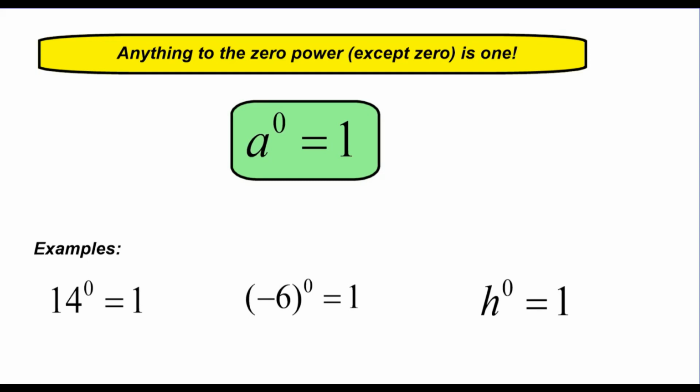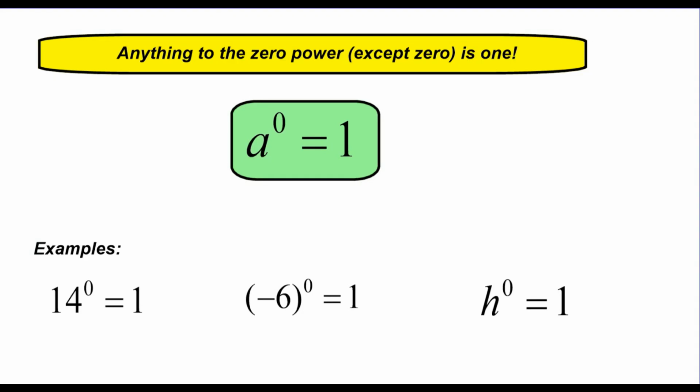If you want more explanation for that, I can offer that. So feel free to ask me to show you why that has to be true, but I'm not going to do that in this video. So some examples: 14 to the 0 power, yep, it's 1. Negative 6 to the 0 power, yep, that's 1.